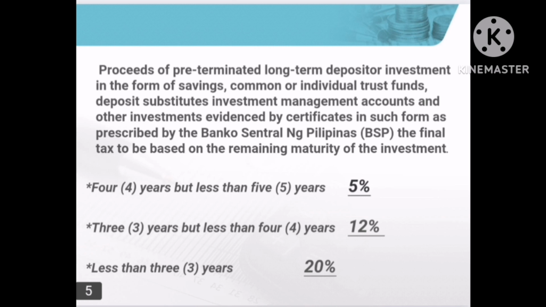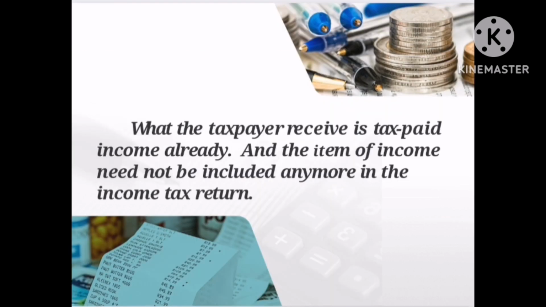Next is 4 years but less than 5 years: 5%. Next, 3 years but less than 4 years: 12%. And last is less than 3 years: 20%. Last is, what the taxpayer receives is tax paid income already, and the item of income need not be included anymore in the income tax return.